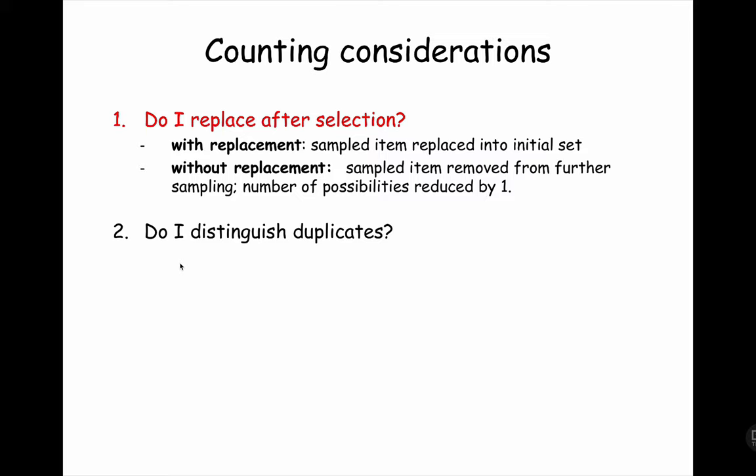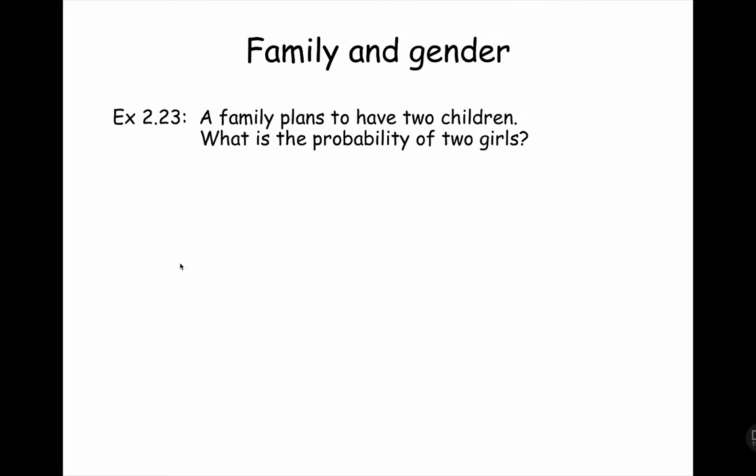Without replacement, the sampled item or selected item is removed from further consideration, so the number of possibilities is reduced by one. Okay. So the next consideration is, do you distinguish duplicates? If you have a set, and a set does not respect ordering, it's just a collection of objects. If you have more than one of them in that collection, do you represent the fact that duplicates can exist? And I'll explain what I mean by that.